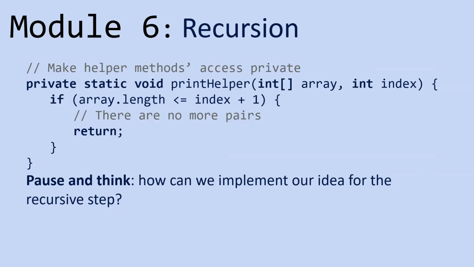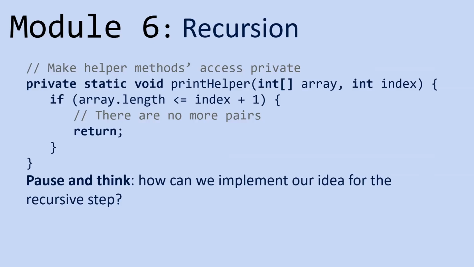But once index is equal to array.length minus one, that means if we tried to run the rest of our code, we'd be printing the last index in the array, and we'd try to print the index after that. But there's no index after the last index in the array, right? Like array.length is not a valid index. So we'd get an error.